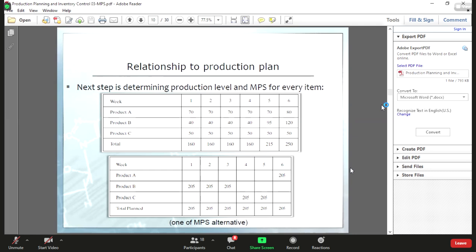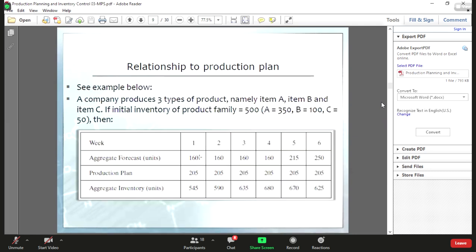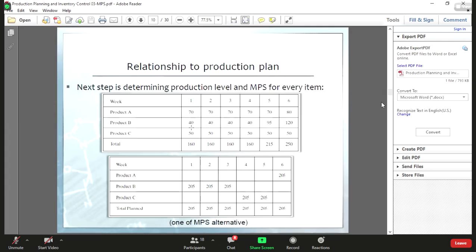This one is the aggregate, 160. This is the aggregate, and this is the family. After we forecast the family products, we need to break down into item products. So how to break down? We can use the ratio, and this is the result.